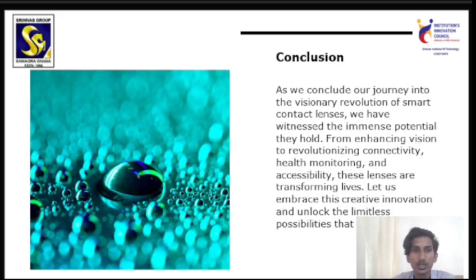Conclusion. As we conclude our journey with the revolutionary smart contact lens, we have witnessed the immense potential they hold, from enhancing vision and revolutionizing connectivity to health monitoring and accessibility, transforming lives. Let's embrace creative innovation and unlock the limitless potential that lies ahead.